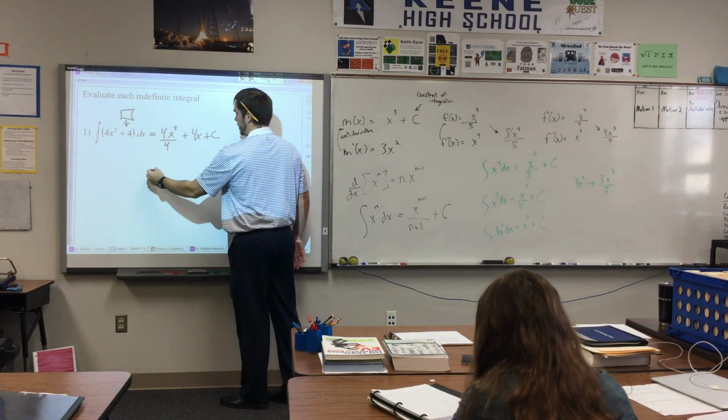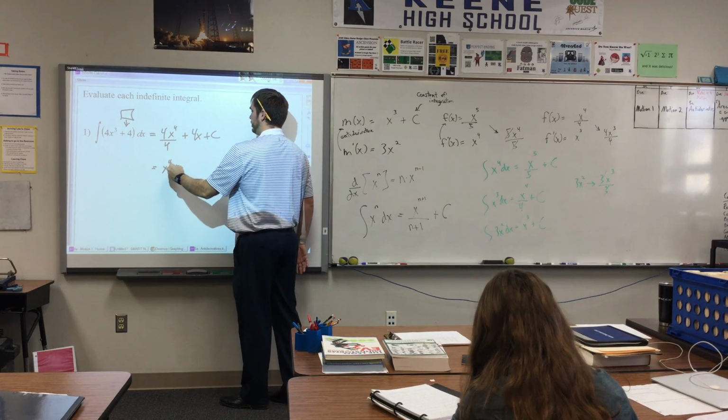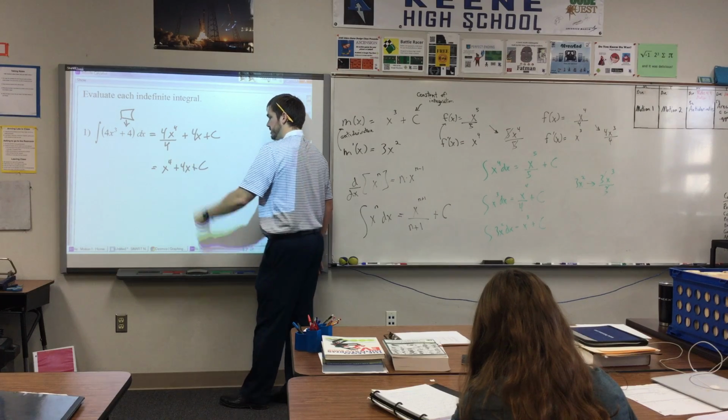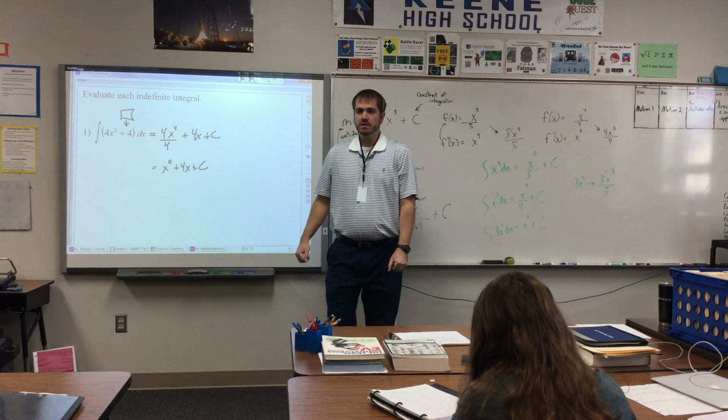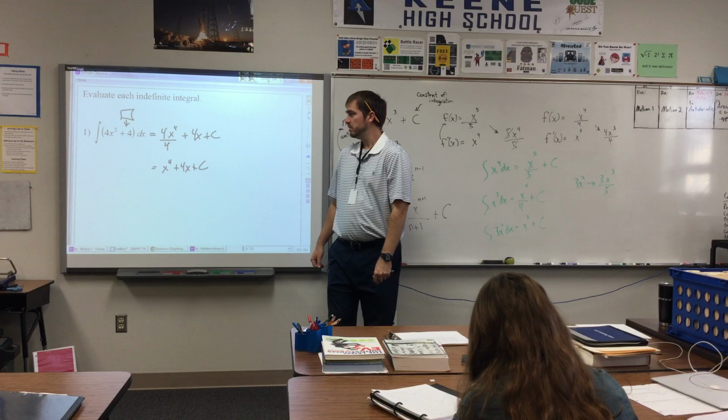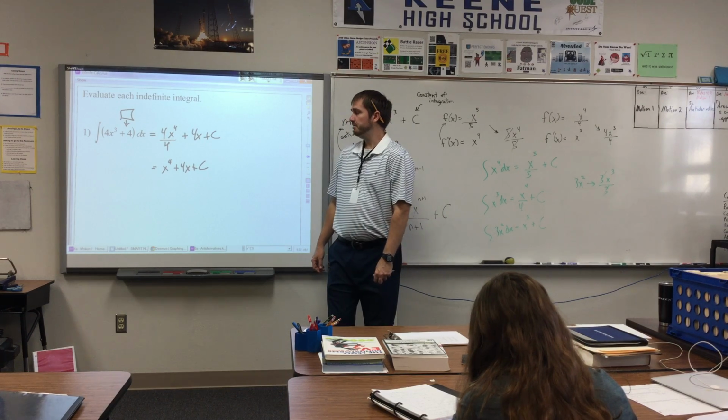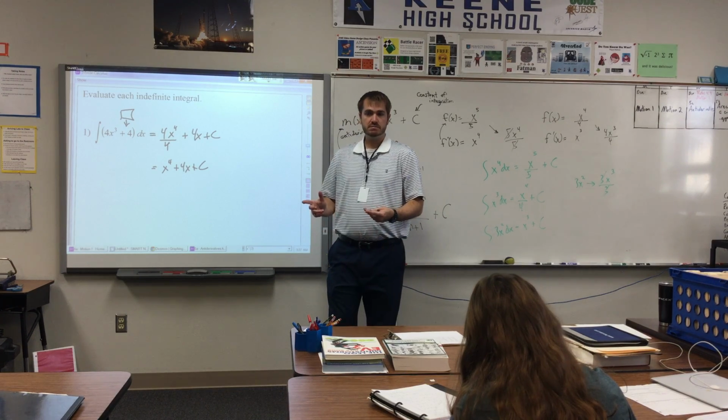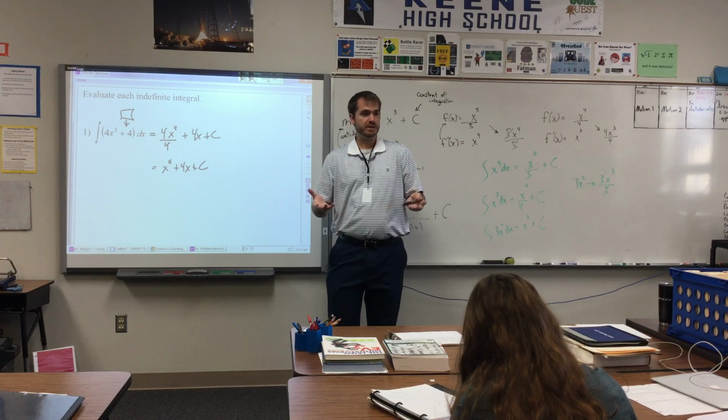But that 4 over 4 cancels, so we'll just write this as x to the 4th plus 4x plus c. Do you want us to simplify like that? Yes. The great thing is, you can check your work. There's no reason why you can't get 100 on this.